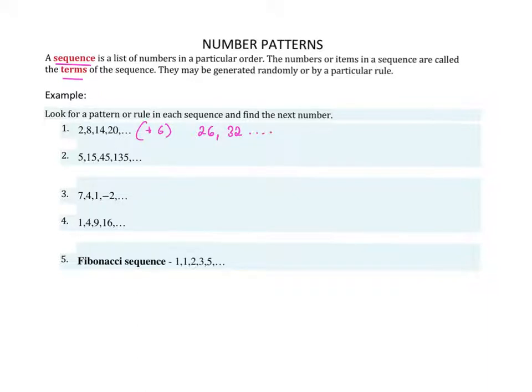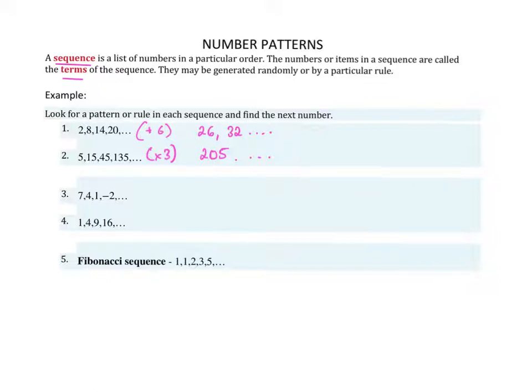The next one, 5, 15, 45, 135. Again, you've got to inspect them closely, but this is again fairly obvious. 5 times 3 is 15. 15 times 3 is 45. So if I times by 3 there to get the next term, it's 135 times 3, which gives us 405. And of course, I could find more terms if I wanted to.